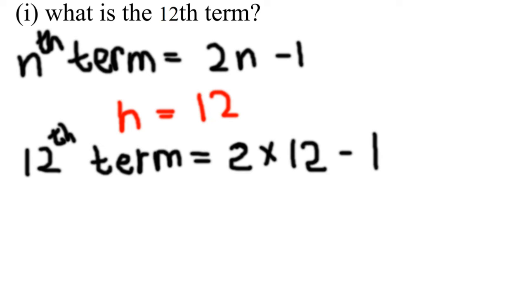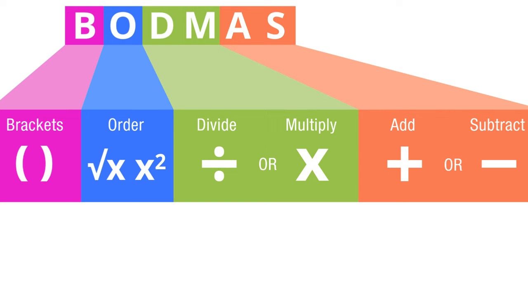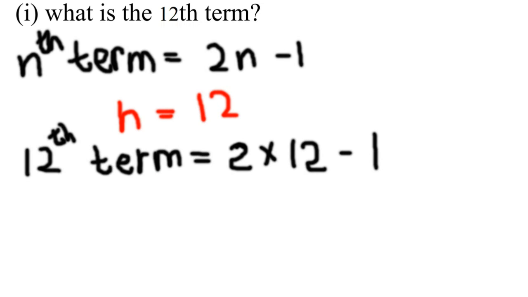Which one should we do first? To decide which to do first, we have to look at the BODMAS order of mathematical operations. According to this order we should do multiplication, because subtraction comes after multiplication.